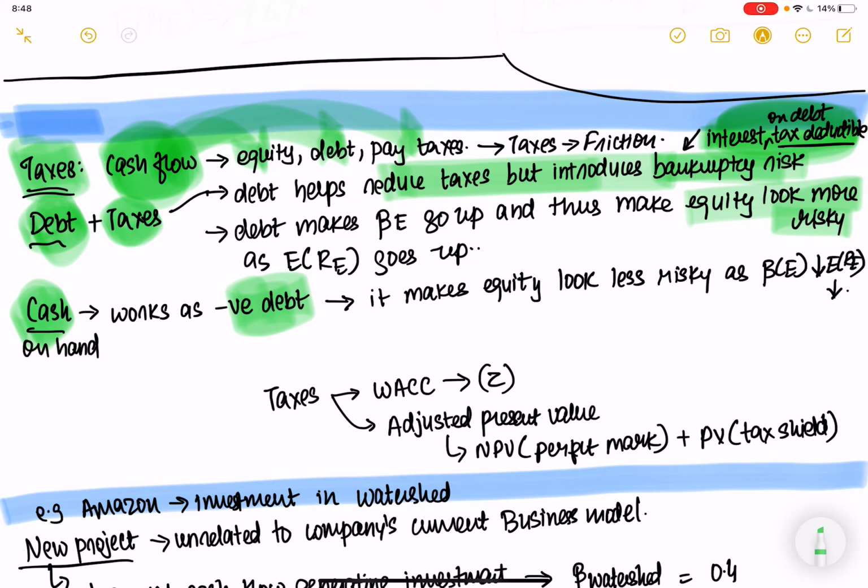Similarly, cash has the opposite effect. It makes your equity look less risky, right? So even though it's not that good, if you have cash on hand, like let's say Google, Microsoft, Berkshire Hathaway, all of them have lots of cash on hand, their beta will look better, but it's actually not that good.